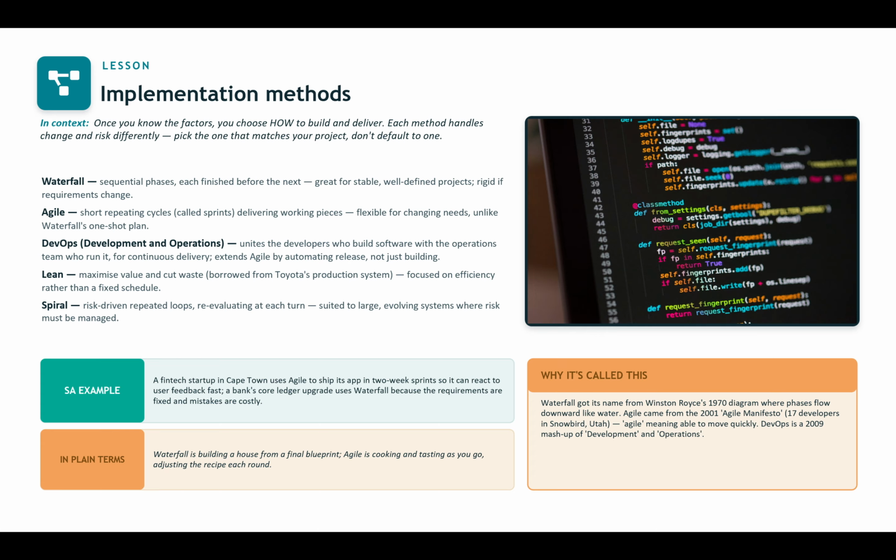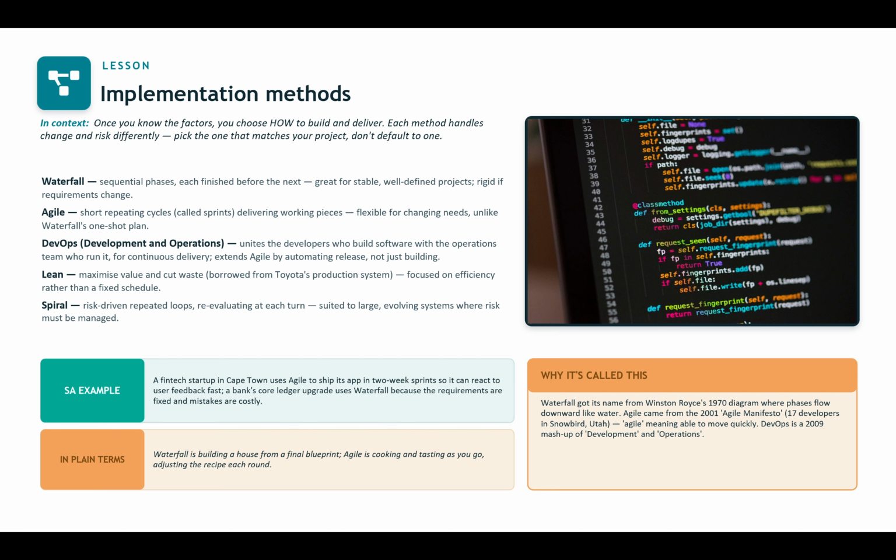We also have what is called Lean. Lean maximizes value and cuts waste. Literally, you could think of it from the idea of lean meat, where we don't have so much fat on the meat, it's just proteins. That helps me to remember some of these terms. So this is borrowed from Toyota's production system, which is focused on efficiency rather than a fixed schedule.